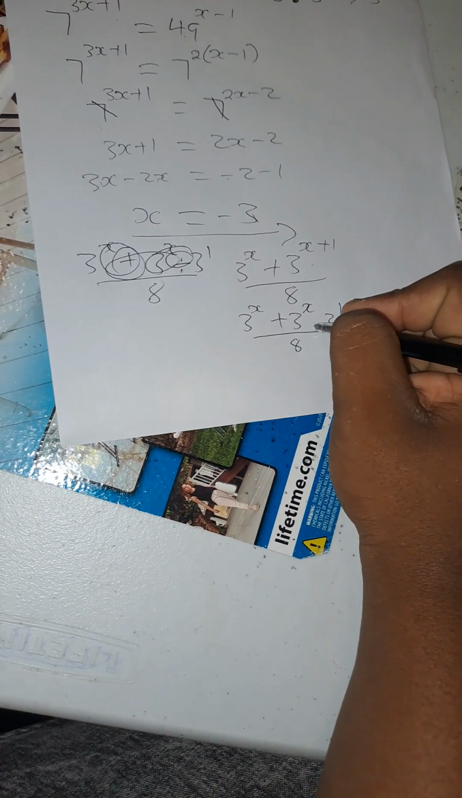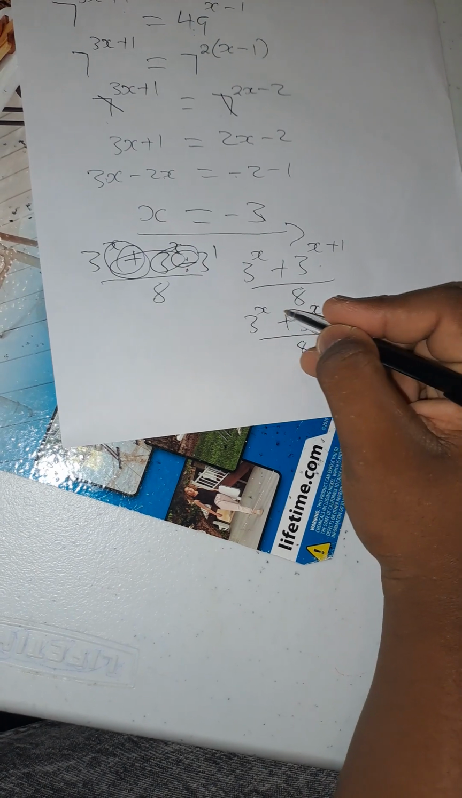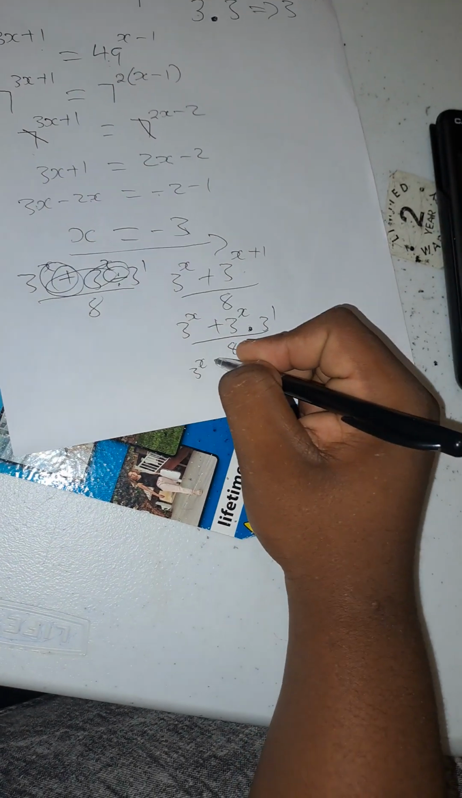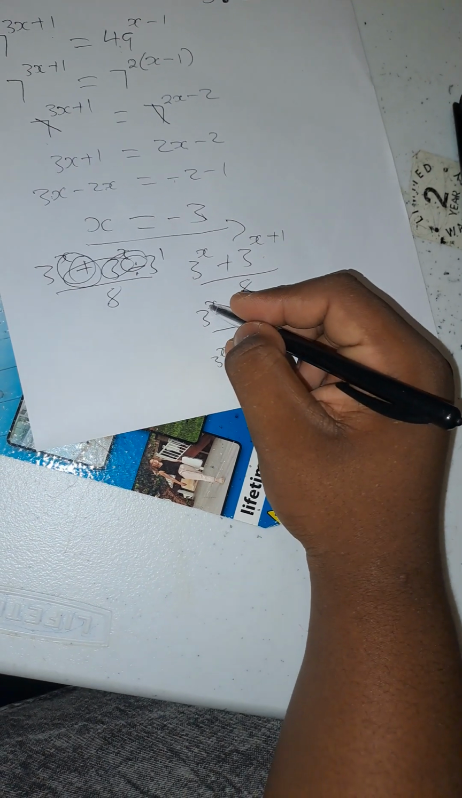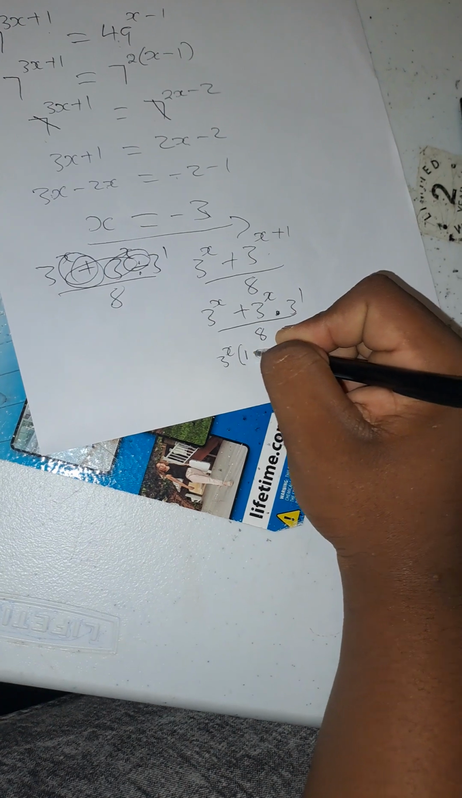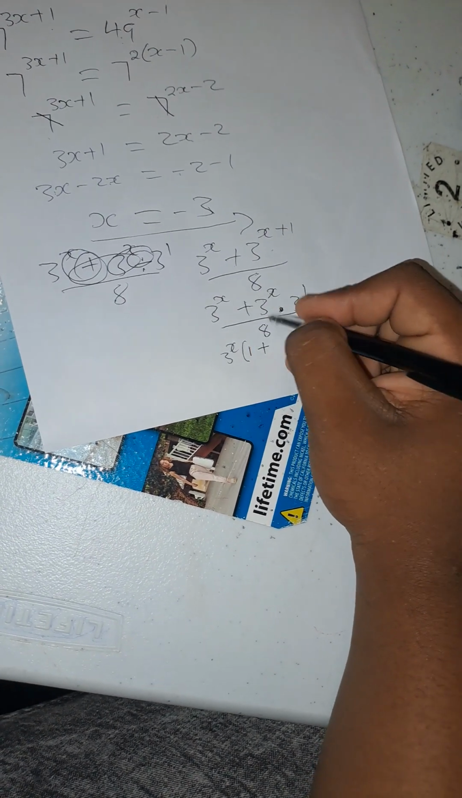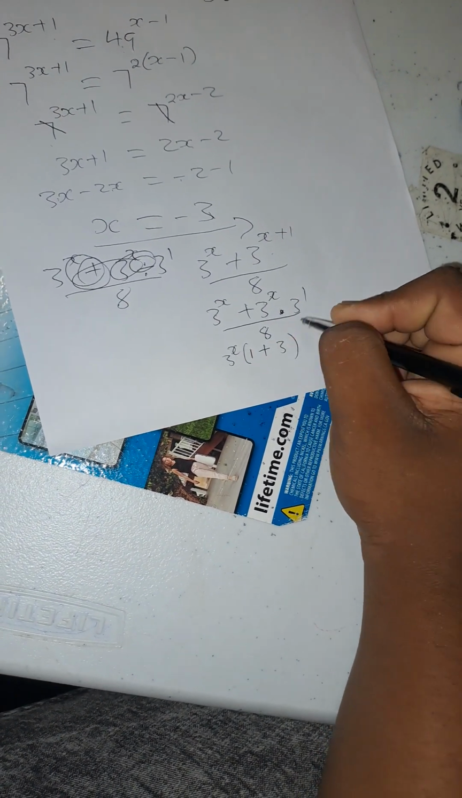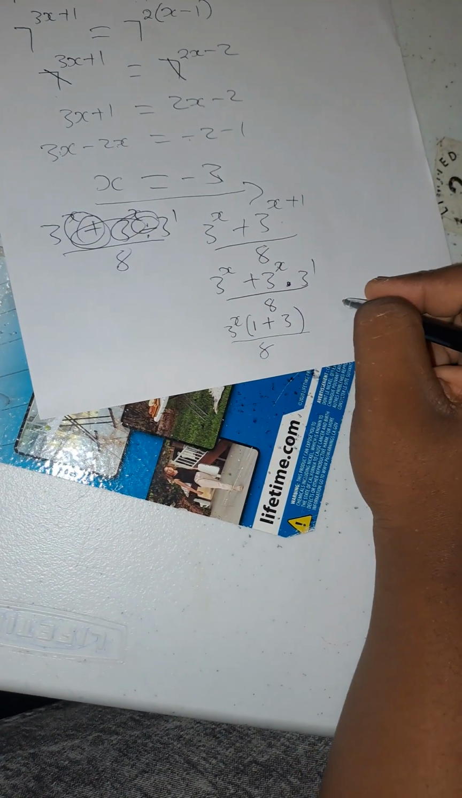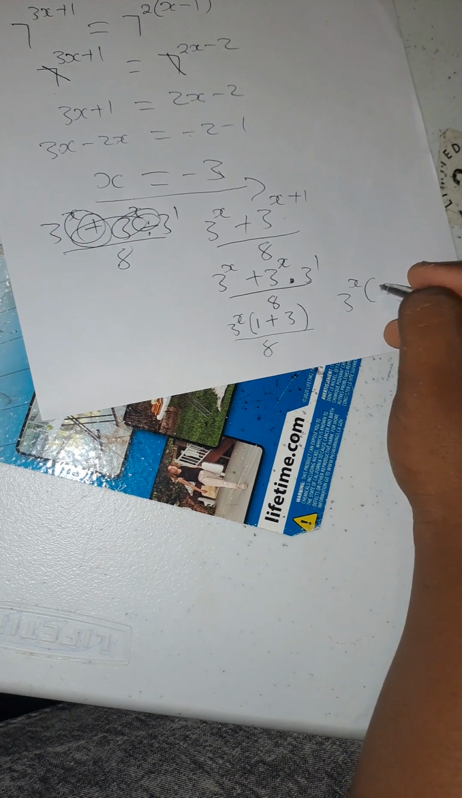Then I have 3 to the power of x and 3 to the power of x multiplying another one, so I check what's common. In this numerator, what's common is 3 to the power of x. So I'm going to say 3 to the power of x, open bracket, 3 to the power of x divided by 3 to the power of x is 1. So it's going to be 1 plus, this one and this one will cancel, so I'm left with 3, because 3 to the power of 1 is 3, over 8. So right now I have 3 to the power of x times 4 over 8.